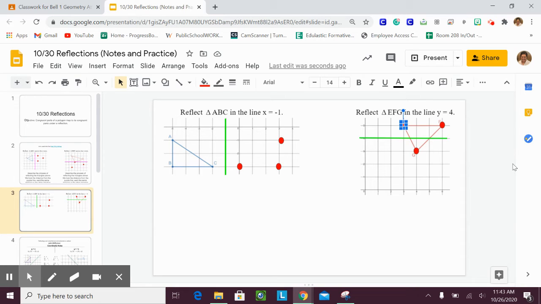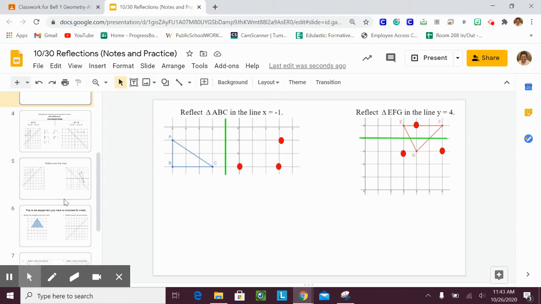Okay, so E is 1 away from y equals 4, so I'm going to go 1 in the other direction. F is also 1 away from y equals 4, so I'm going to go 1 in the other direction. Now, G is underneath y equals 4. So you're going to, again, still go in the other direction, across that line 1. So now G is up top. So E prime, G prime, and F prime.